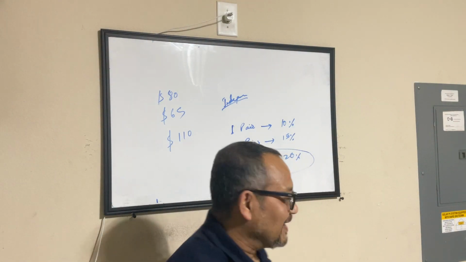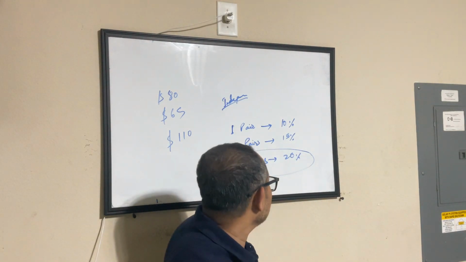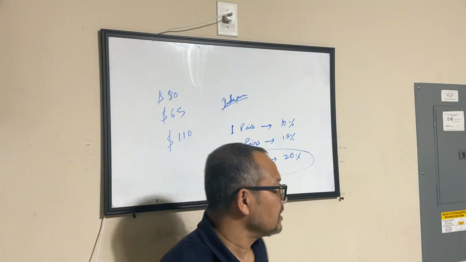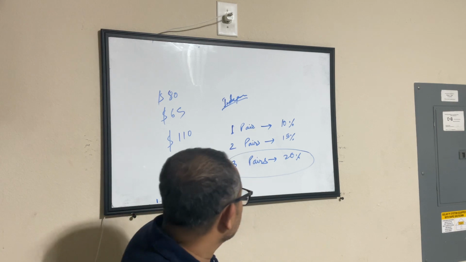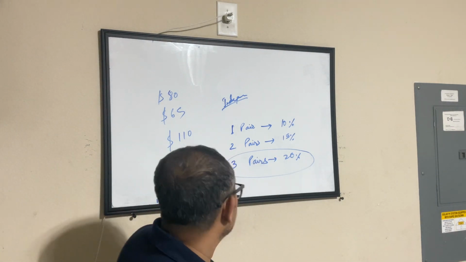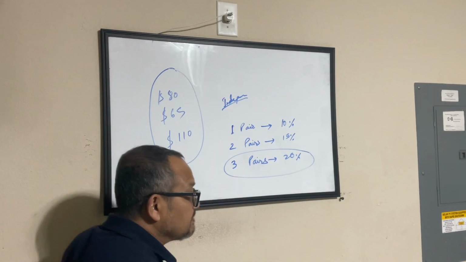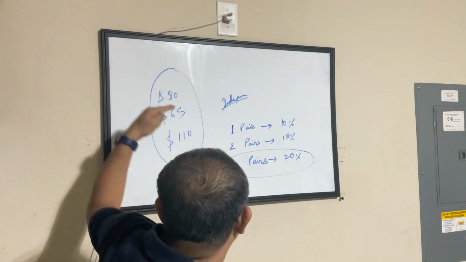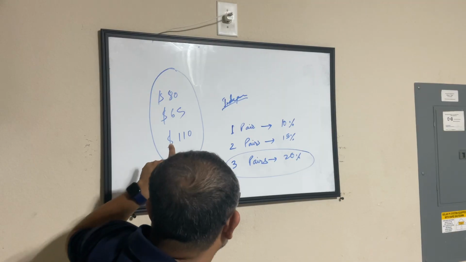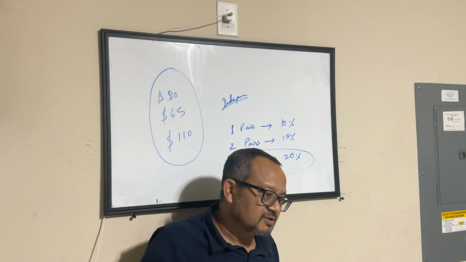Okay, so again, I'm repeating the question. I'm saying for the Independence Day deal, Nike gave this offer: if you buy 1 pair of shoes, you get 10% discount. If you buy 2 pairs of shoes, you get 15% discount. If you buy 3 pairs of shoes, you'll get 20% discount. So you decided to buy 3 pairs of shoes and you picked up the shoes that you liked. One was priced at $80, the other one at $65, the third one at $110. Now tell me how much you have to pay for buying the 3 pairs.